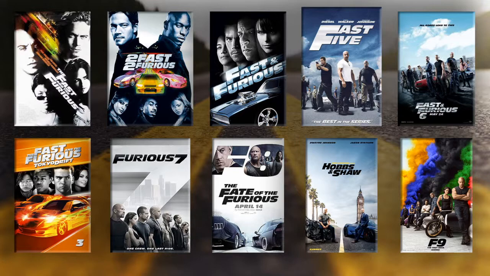I don't know what the fun, funky name thing they're going to do for the 10th one is, but I'm assuming it's going to be Fast X. They will have to book it and use a Roman numeral. Yeah, it's just begging to be done.